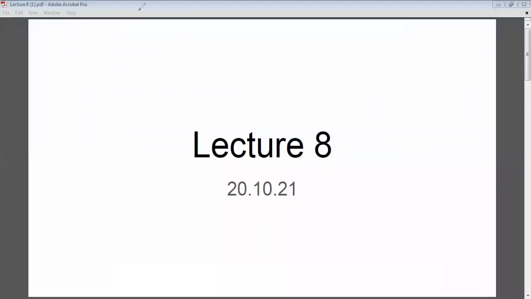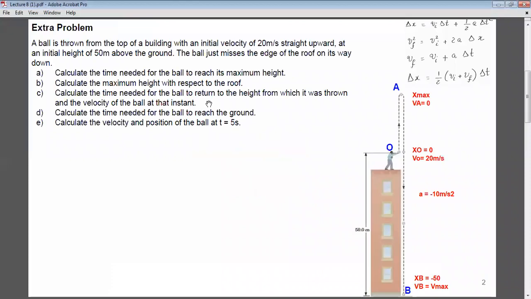Hello, today we will solve together an extra problem on free fall. A ball is thrown from the top of a building with an initial velocity of 20 meters per second straight upward. The initial velocity is 20 meters per second at an initial height of 50 meters from the ground. So h is 50 meters from the ground.